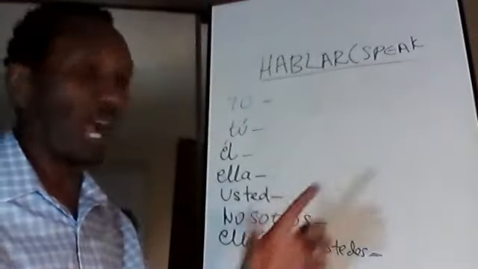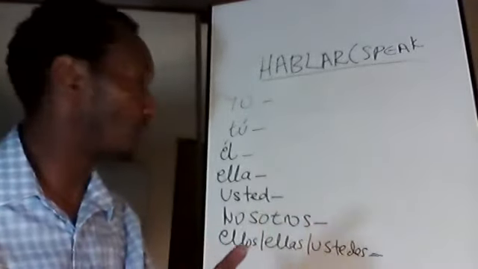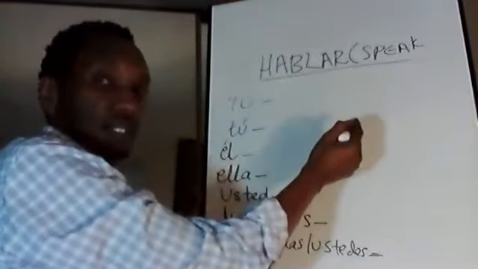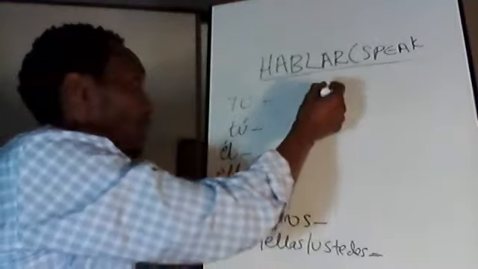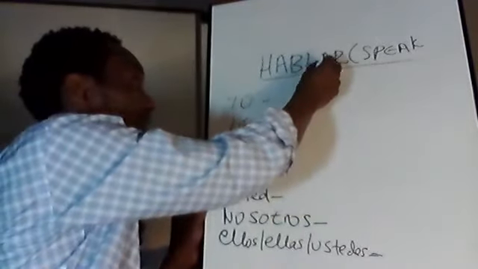So now, how do you conjugate? This is what you do. You separate the verb in order to conjugate. You just eliminate the ending of the verb.